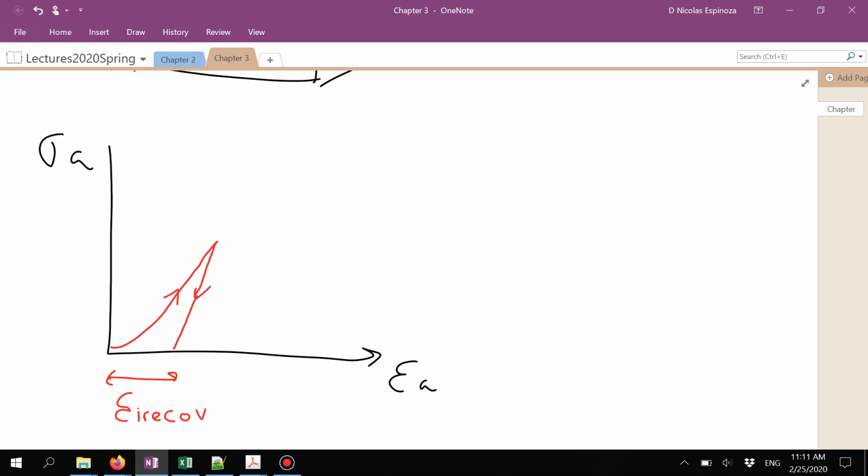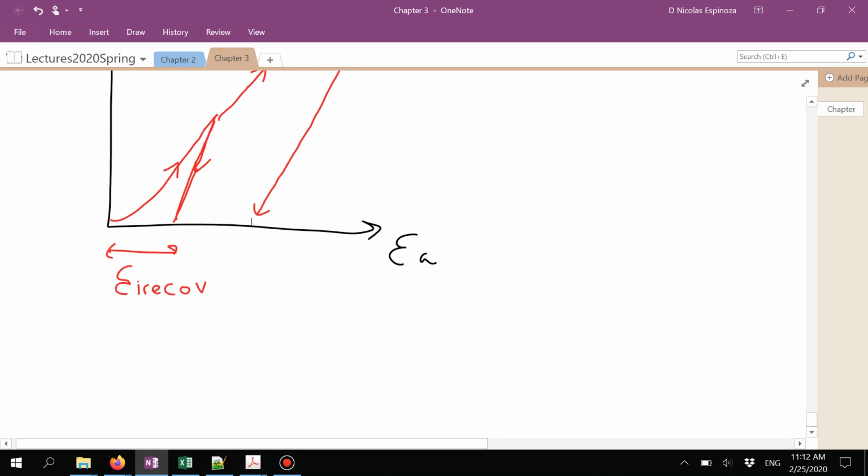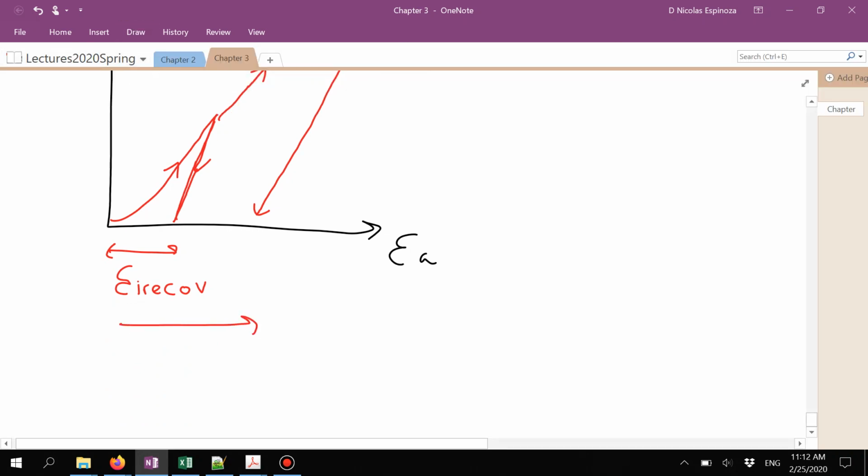If we load it again, most times it will go through the same path and then pick up the stress-strain curve where it was left. And if you continue loading it, you might get to failure, peak stress. And if you unload it, it will usually come back with an irrecoverable deformation because it has already gone to failure. So now the irrecoverable deformation will be here.